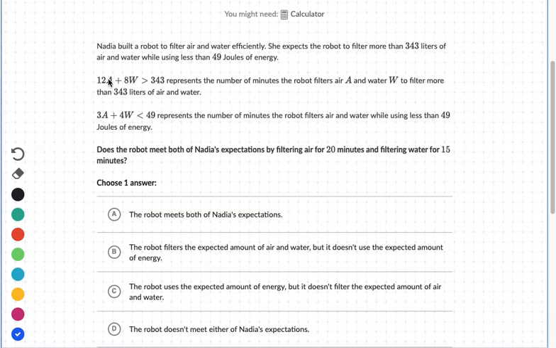12A, so 12 times the air, I'm guessing, and 8 times the W, so that's the water, is greater than 343. This represents the number of minutes the robot filters air and water to filter more than 343 liters of air and water. So 12 times the number of minutes of air and 8 times the number of minutes of water has to be greater than 343. And 3 times the minutes of air plus 4 times the minutes of water has to be less than 49 joules of energy.